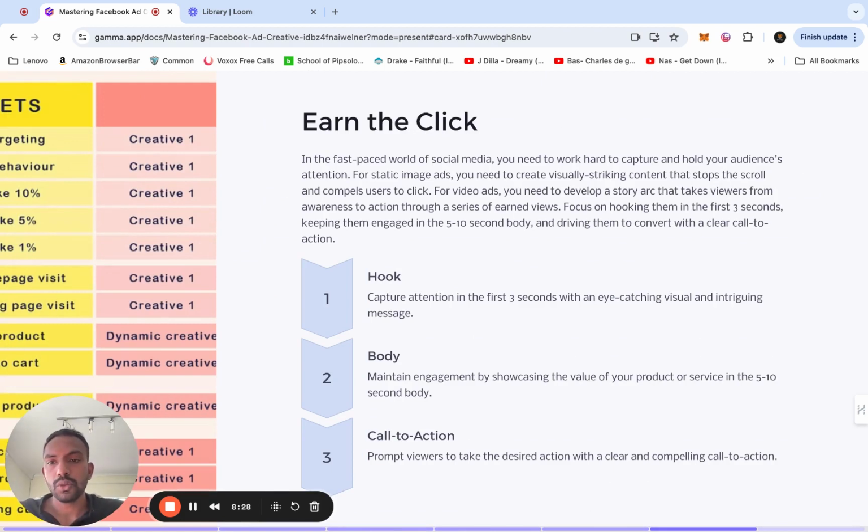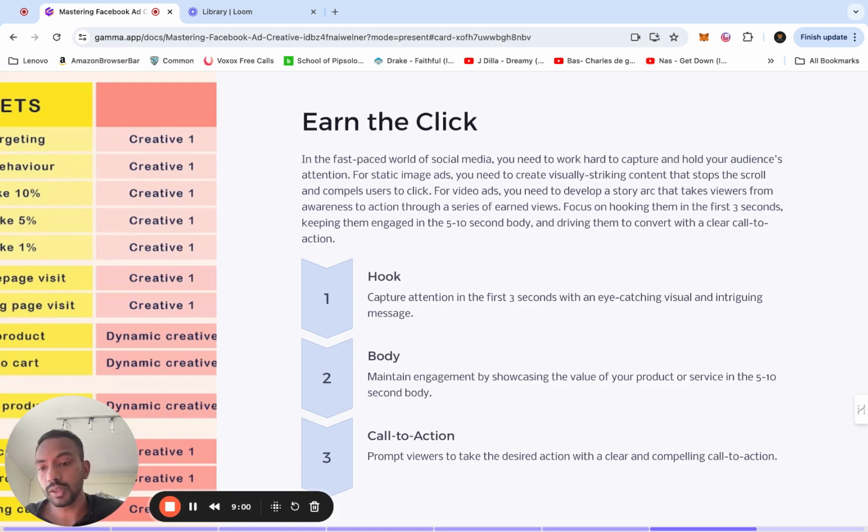So in today's modern era of social media, there's so much content being produced daily. There's so many videos out that people's attention span is really, really short. So you need to work twice or even 3 times as hard to capture and hold your audience's attention. For static images, you need visually striking content that stops the scroll and compels your user to click. And for video ads, you need to develop a story arc, right? So it takes viewers from awareness to action and honestly to earning the click through a series of earned views.